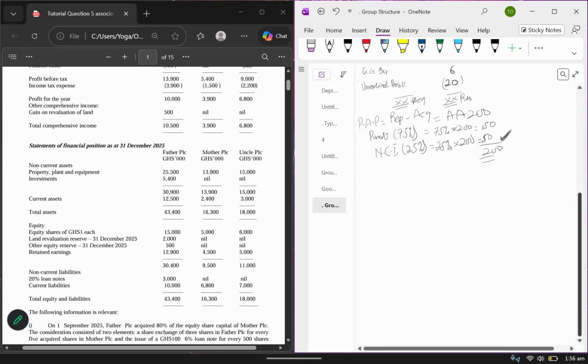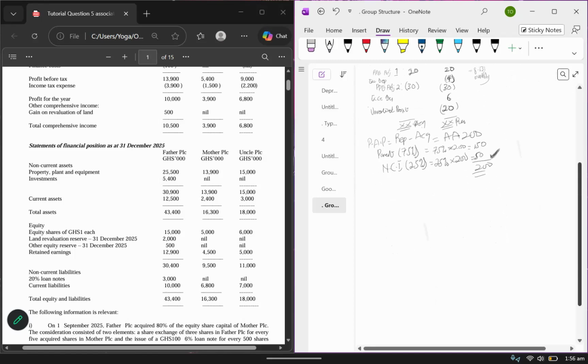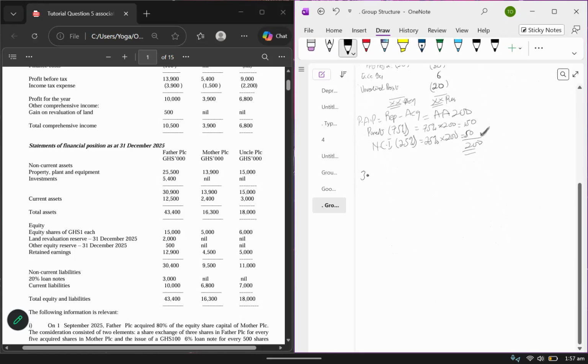All right. I think I've spent a lot of time on the second one. Let me quickly move on to the third one, which is the goodwill computation. With the goodwill too, I think there is some confusion in here. So with the goodwill computation too, we have two types. That's the full method, and the proportional or partial method.